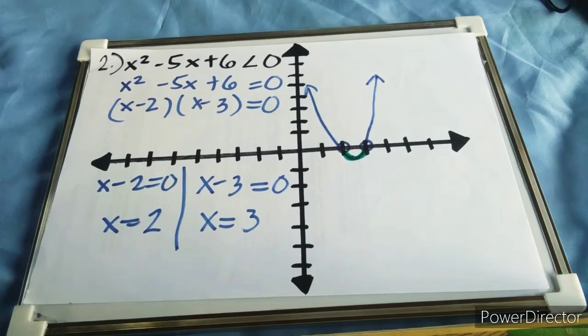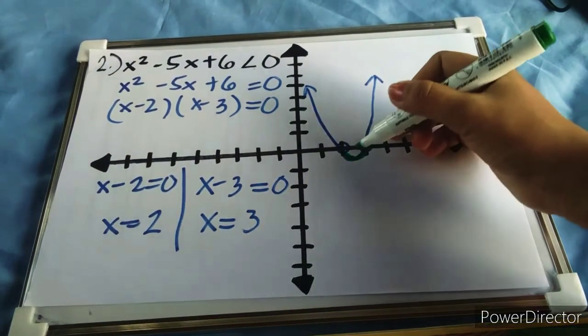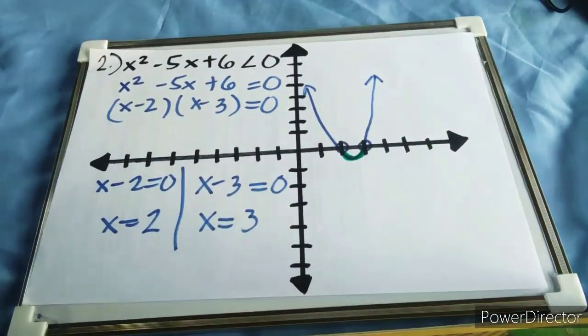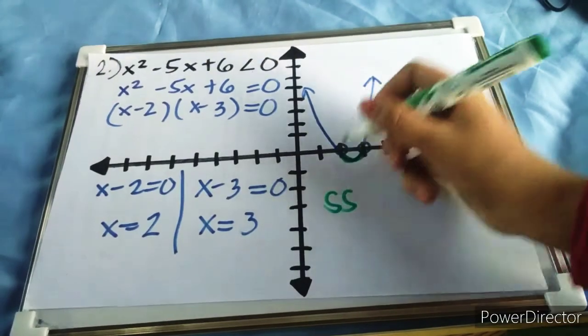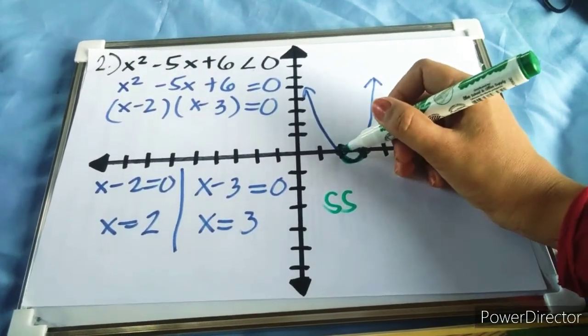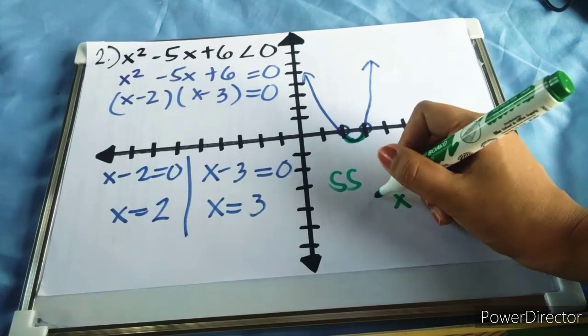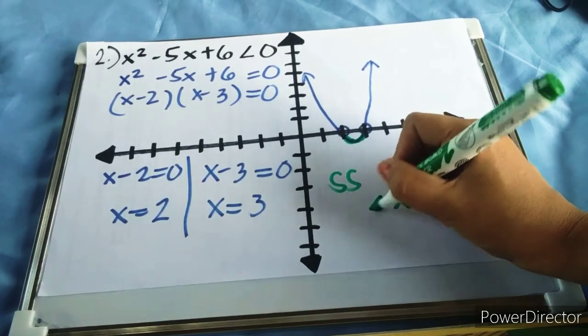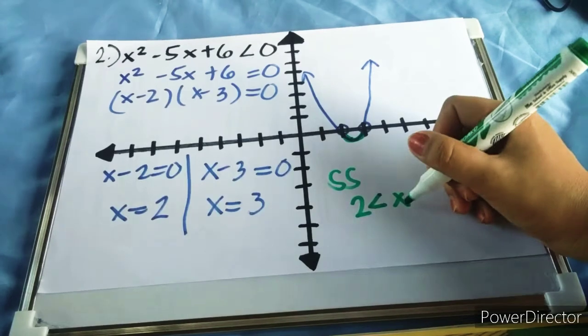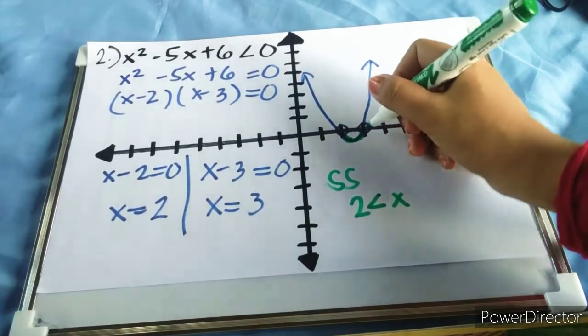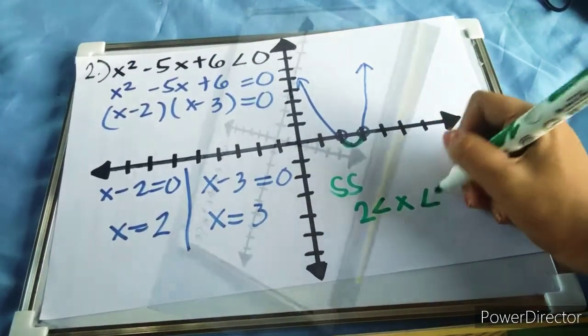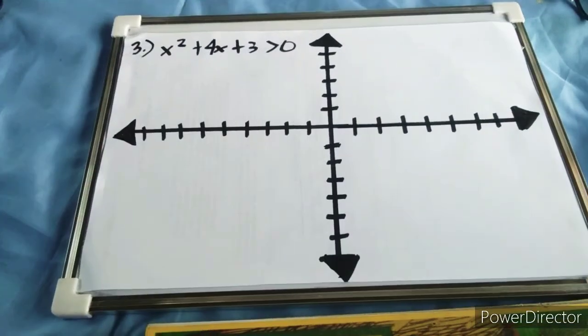So, ano kaya yung solution set pag ganyan yung ginamit natin na inequality symbol? So, we have the solution set as what? This part is what? Greater than 2. So, we have x is greater than 2. Pagbasa niyan, x is greater than 2, but what? Less than 3.